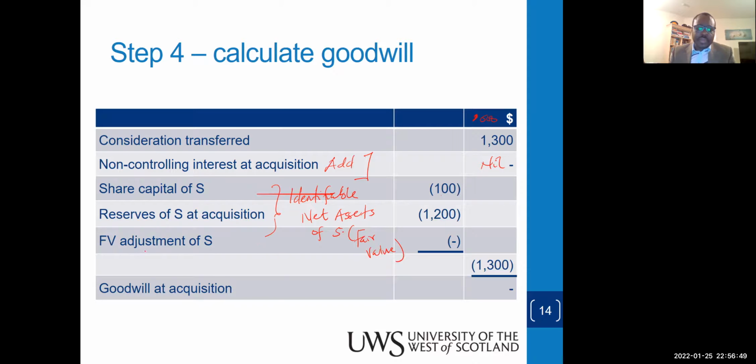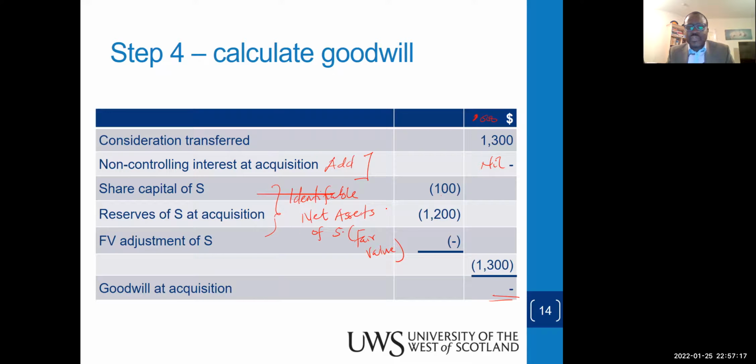But look at it. Was there any fair value adjustment? No, there was no fair value adjustment. This is a simple, straightforward item. So subtract the fair value of the identifiable net assets from the purchase consideration, and coincidentally, we make a zero goodwill. That's it. 1,300 against 1,300. This is rare, but this is a simple illustration for us to be able to understand.